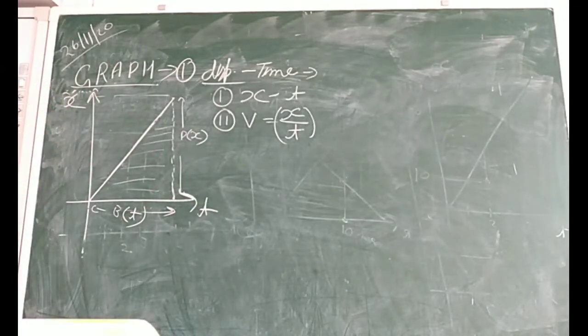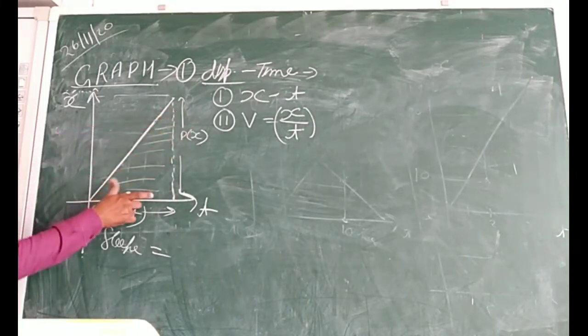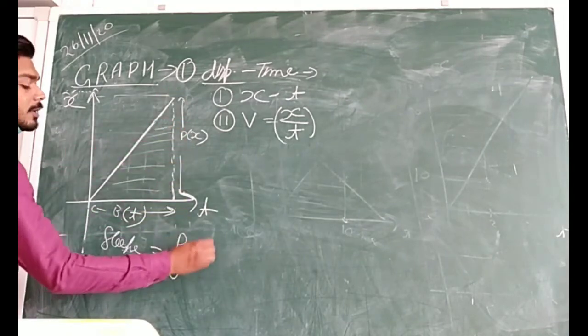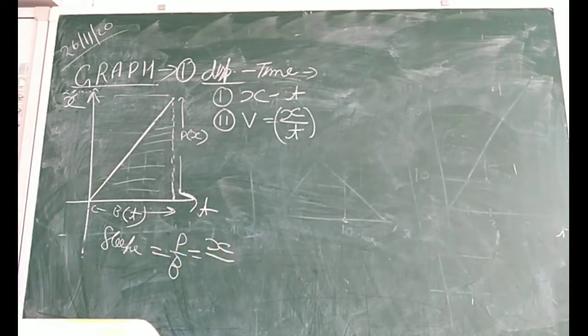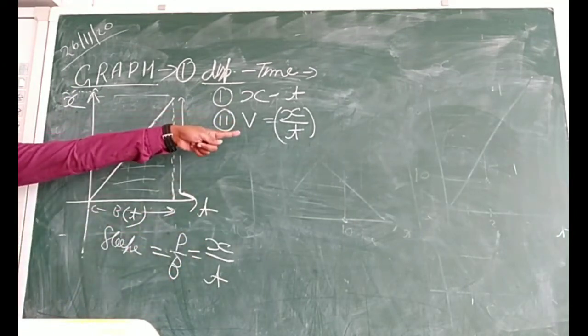Students, there is a term called slope of the graph. You will study about it in detail in your class 11th, but here, slope of the graph. Slope is equal to perpendicular upon base. Remember it, slope is equal to perpendicular upon base. What is the perpendicular? Perpendicular is displacement, and base is the time. And perpendicular upon base is now equivalent to the velocity.